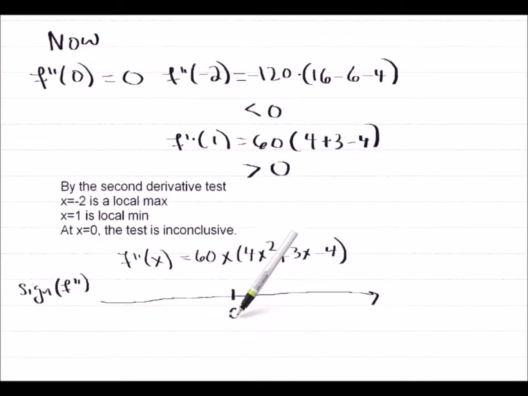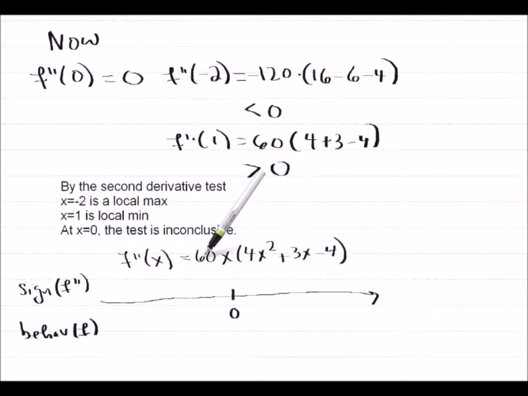Here I could look at the sign of f prime prime. Of course, I'm interested in what's going on near 0, and I will want to know what is the behavior of f. Is it concave up, concave down? Now, what's the sign of f prime prime? If you look at the bracket here, this function's continuous. The 4x squared plus 3x minus 4. That's a polynomial of degree 2. It's a polynomial. It's continuous. So near 0, the function is getting closer and closer to minus 4. So near 0, the bracket is negative.